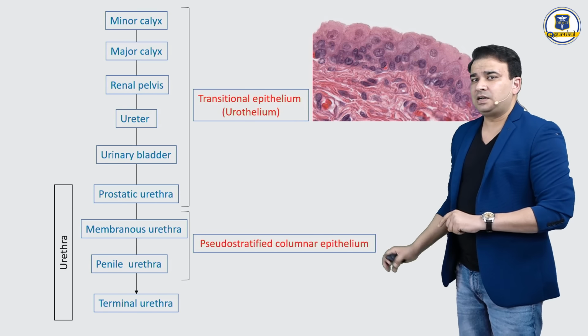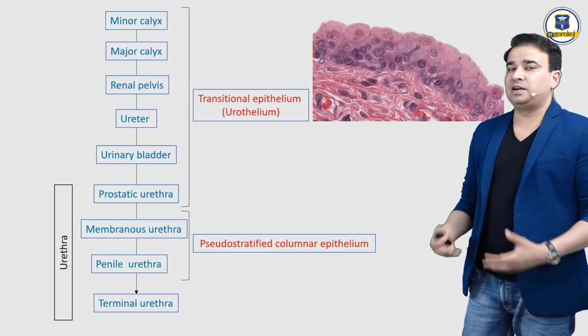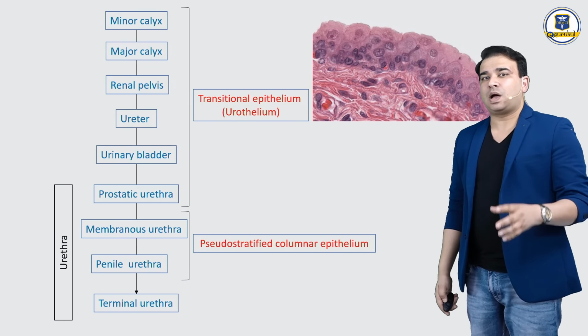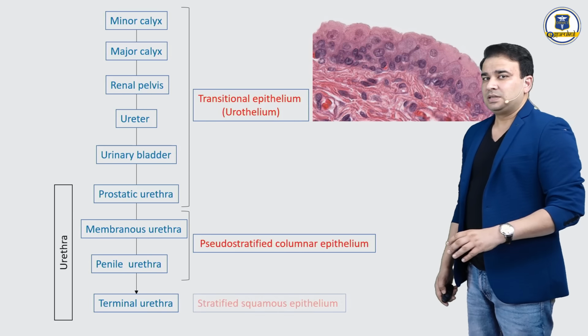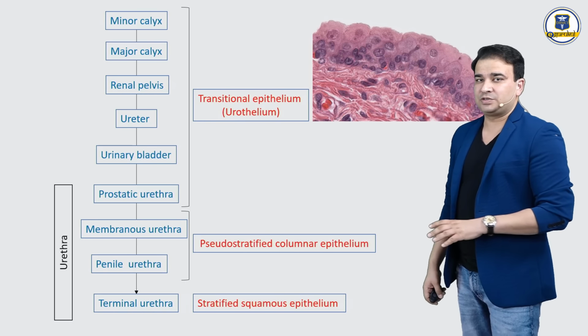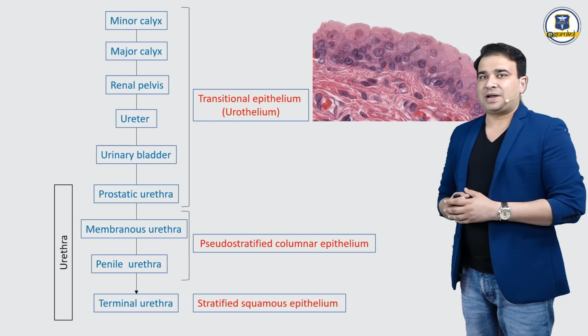And then finally the terminal urethra. Every time you talk about anything terminal, the terminal part of the anal canal, the terminal urethra, the lining epithelium is again what? That is the squamous epithelium. So it's the stratified squamous epithelium which is seen in the terminal urethra. So that is the lining epithelium of the urinary tract.